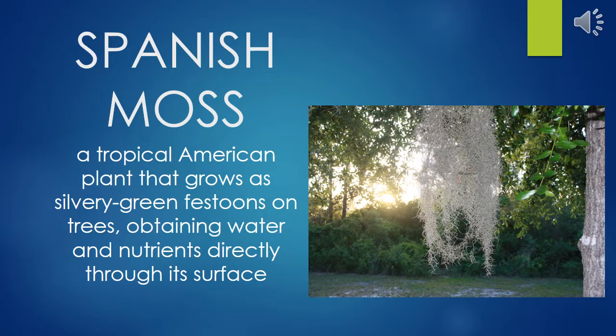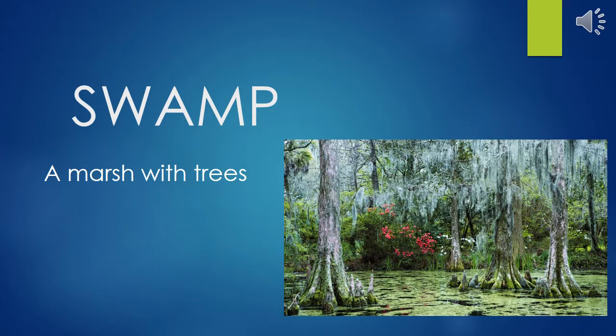Spanish moss is a tropical American plant that grows as silvery green festoons on trees, obtaining water and nutrients directly through its surface. Swamp, a marsh with trees.